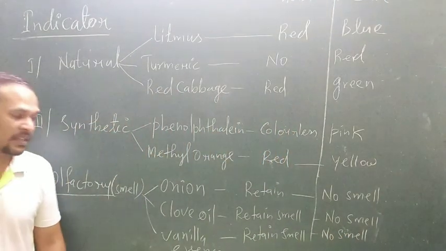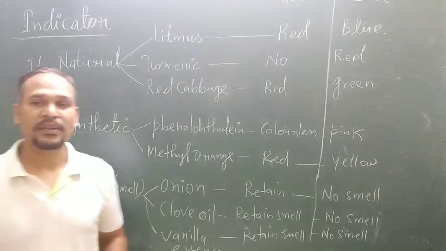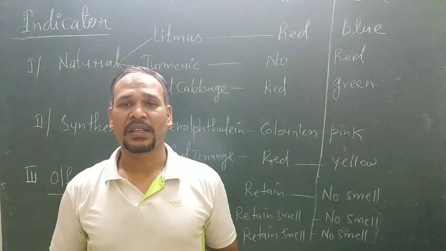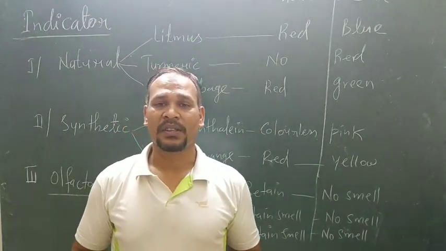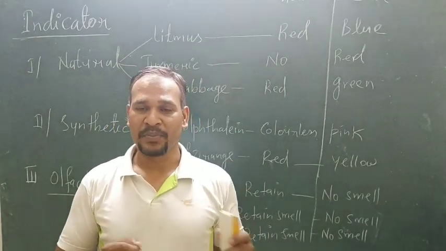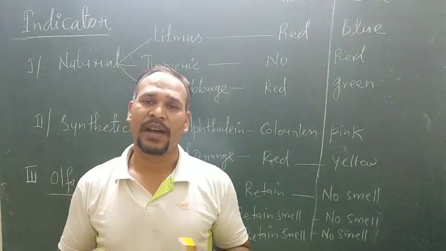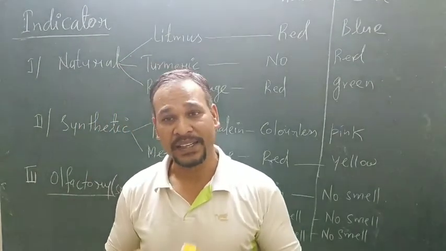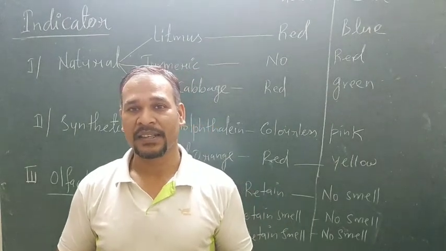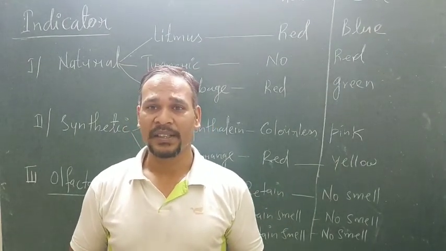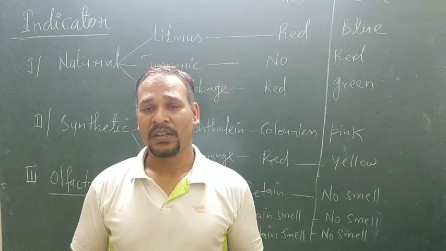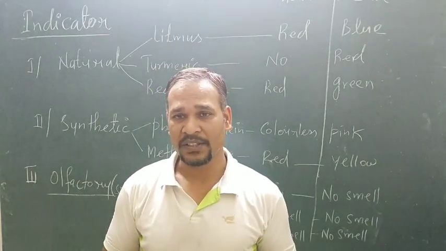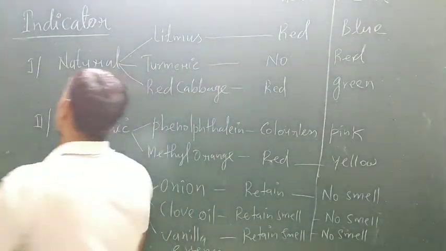So till now we have studied what acids are, what bases are, what the similar properties of acid and base are, what the different properties of acid and base are, what indicators are, and how many types of indicators there are. There are three types of indicator. The first one is natural, then synthetic, then olfactory. Is it clear, students?